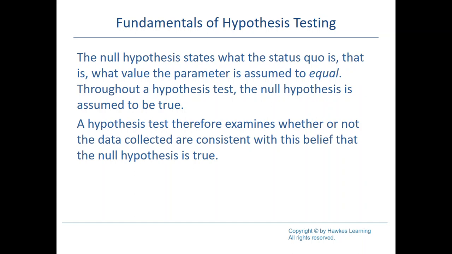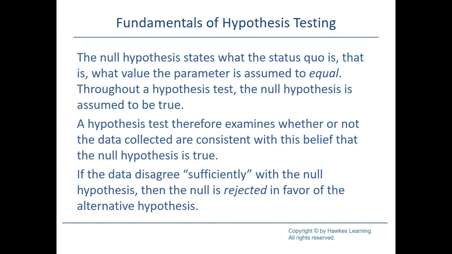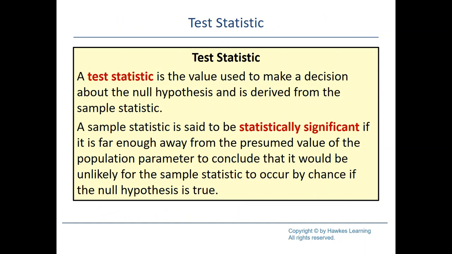Now, that means that the hypothesis test examines whether or not there's enough data to disagree with the belief that the null hypothesis is true. It has to be sufficiently enough data that the null hypothesis is not true, and then we say that the null hypothesis is rejected in favor of the alternative. Okay. Now, what do we actually use? Well, that means we need a test statistic. A test statistic is the value from which a decision about the null hypothesis is derived from the sample statistics that we have.